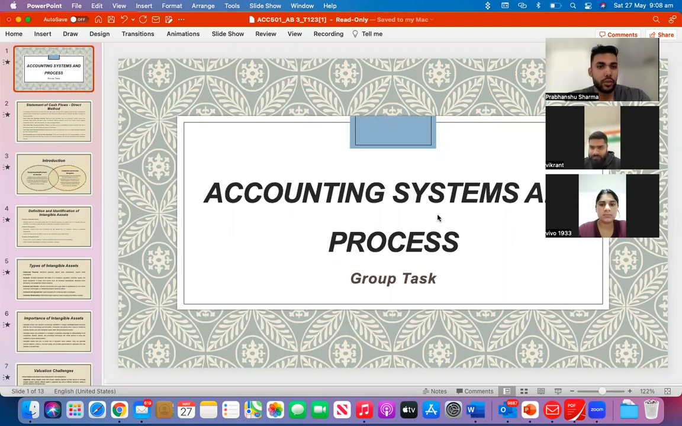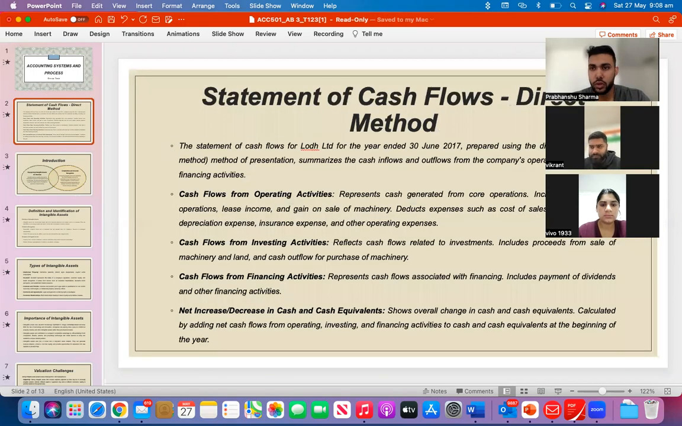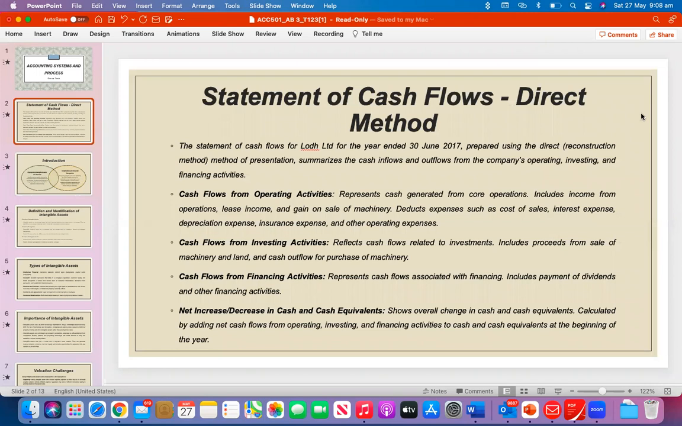So the topic of my presentation is accounting system and processes. First of all, I'm going to talk about statement of cash flows in direct method. The statement of cash flows for Lodh Limited for the year ended 30 June 2017, prepared using the direct method of presentation, summarizes the cash inflows and outflows from the company's operating, investing, and financing activities.